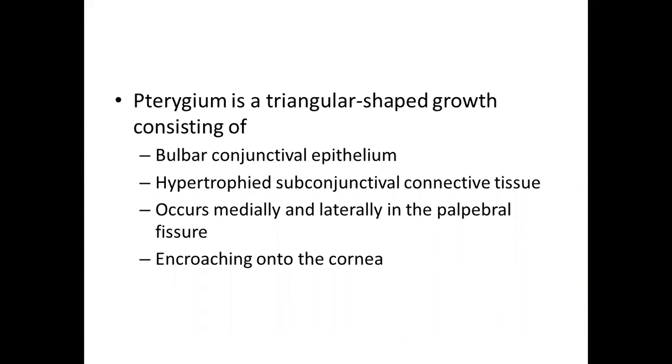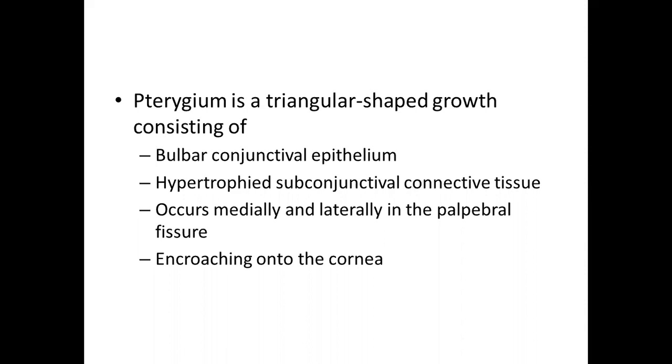Okay, so what is pterygium? Pterygium is a triangular shaped growth that consists of bulbar conjunctiva epithelium and hypertrophied subconjunctival connective tissues, and it occurs medially and laterally in the palpebral fissure, encroaching onto the cornea. So what this is talking about is what we call elastotic degeneration of the conjunctiva, particularly the epithelium of the conjunctiva.